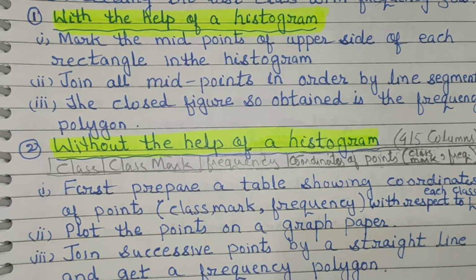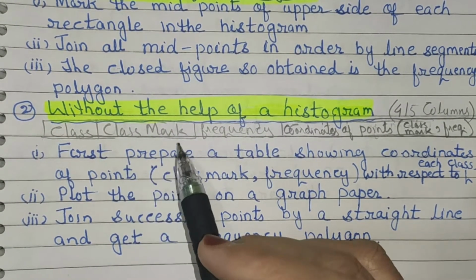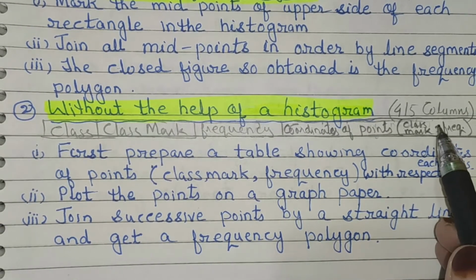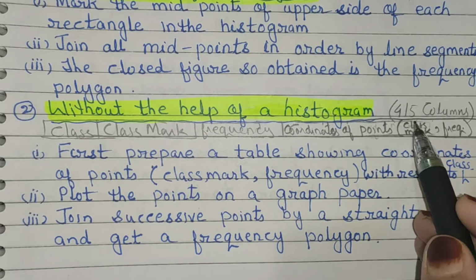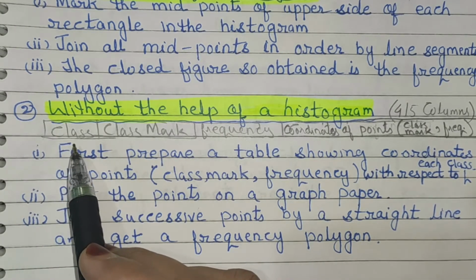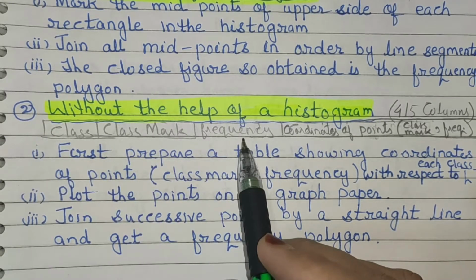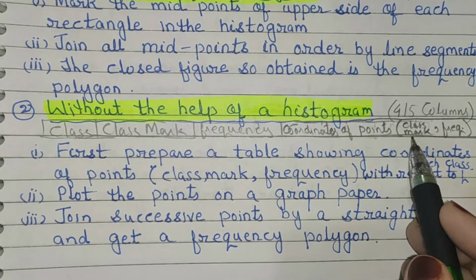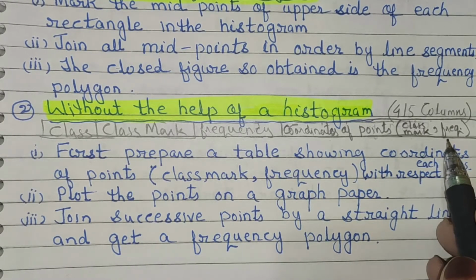Now next method is without the help of a histogram. Now there are 4 or 5 columns. If the classes are continuous, then there are 4 columns. If the classes are not continuous, then the number of columns are 5 here. Now the table contains columns. First one is class, second one is class mark, then frequency, and next one is coordinates of points, means x coordinate is class mark and y coordinate is frequency here.